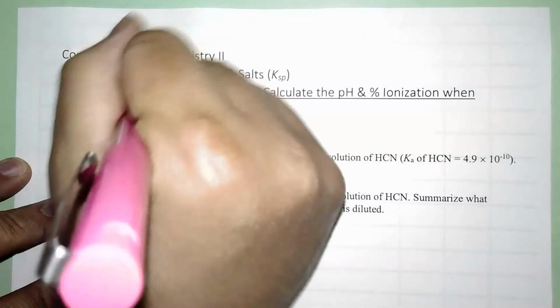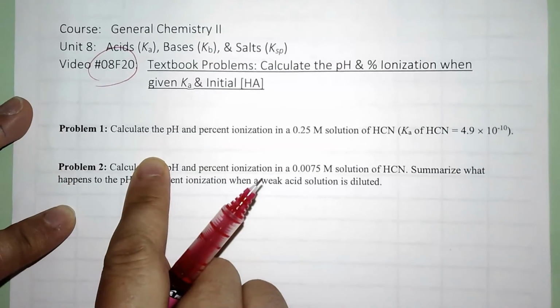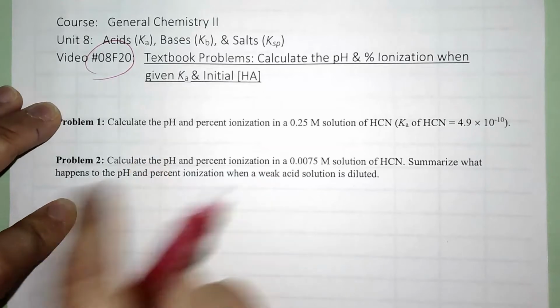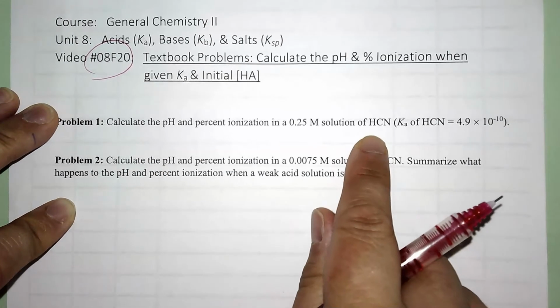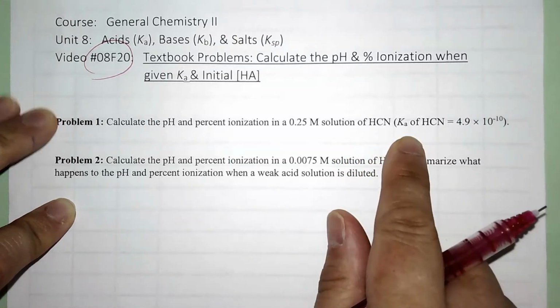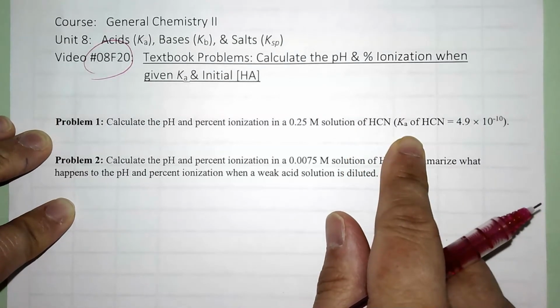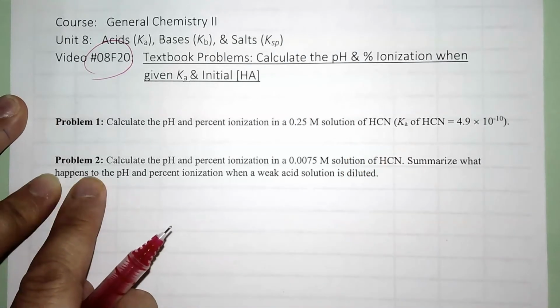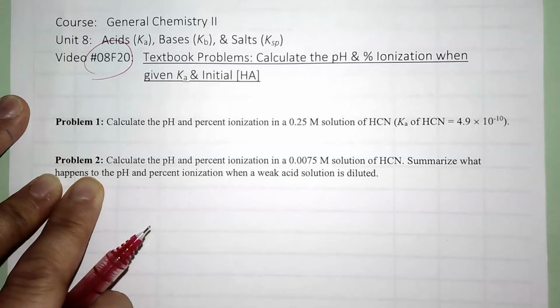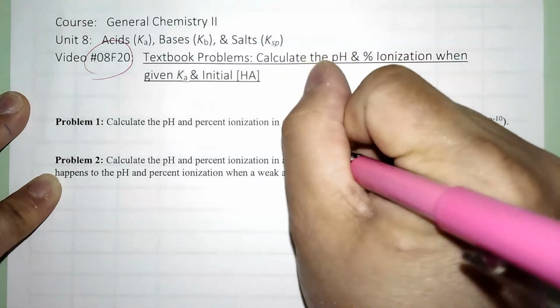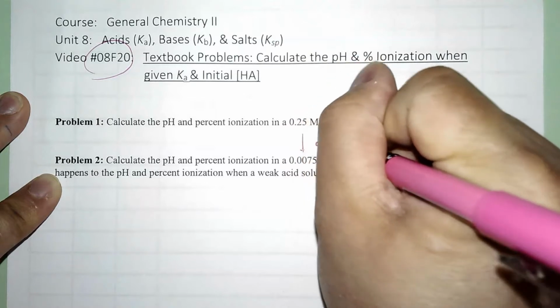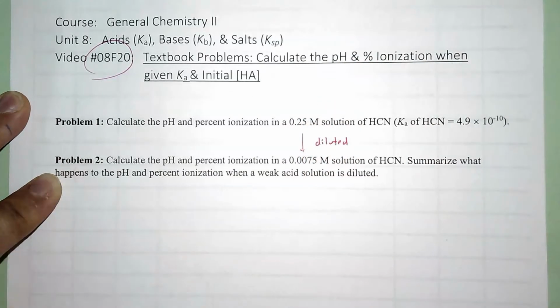Let's read the first problem. Calculate the pH and percent ionization in a 0.25 molar solution of hydrocyanic acid, and they gave us the Ka. Just jumping ahead, problem 2 is the same question except they changed the concentration. It was diluted. But let's tackle problem 1 first.